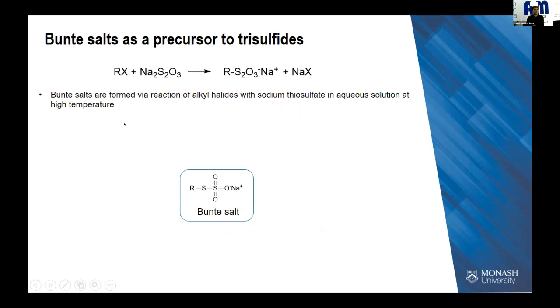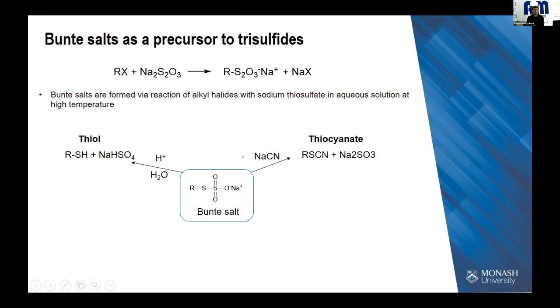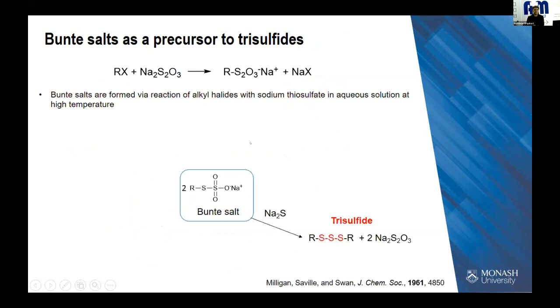So we turned instead to Bunte salts. The chemistry of Bunte salts is quite well known, and they're formed by a simple reaction of alkyl halides with sodium thiosulfate. They're a useful intermediate in the production of thiols, thiocyanates, and sulfides, although what we're primarily interested in is the formation of trisulfides. So the reaction of two equivalents of Bunte salt with sodium sulfide, rather, gives us our symmetrical trisulfide.